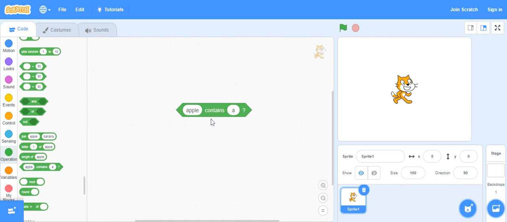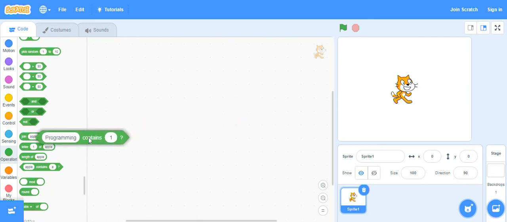Apple contains A. This is a block which reports true if the given word contains any letter or any number like this. So programming contains A. Now programming does not contain the letter 1. So it is reporting false.